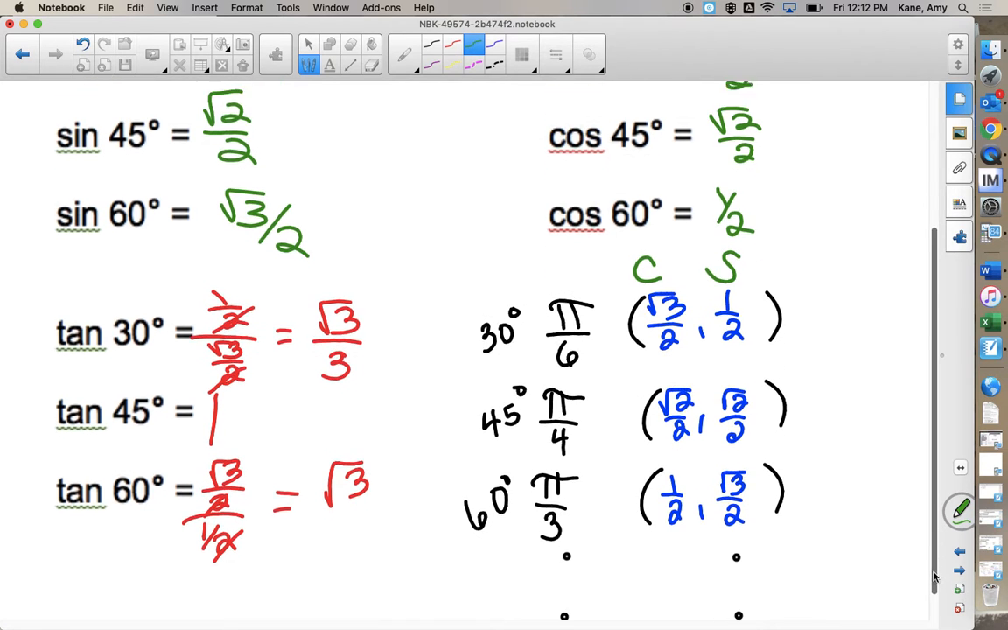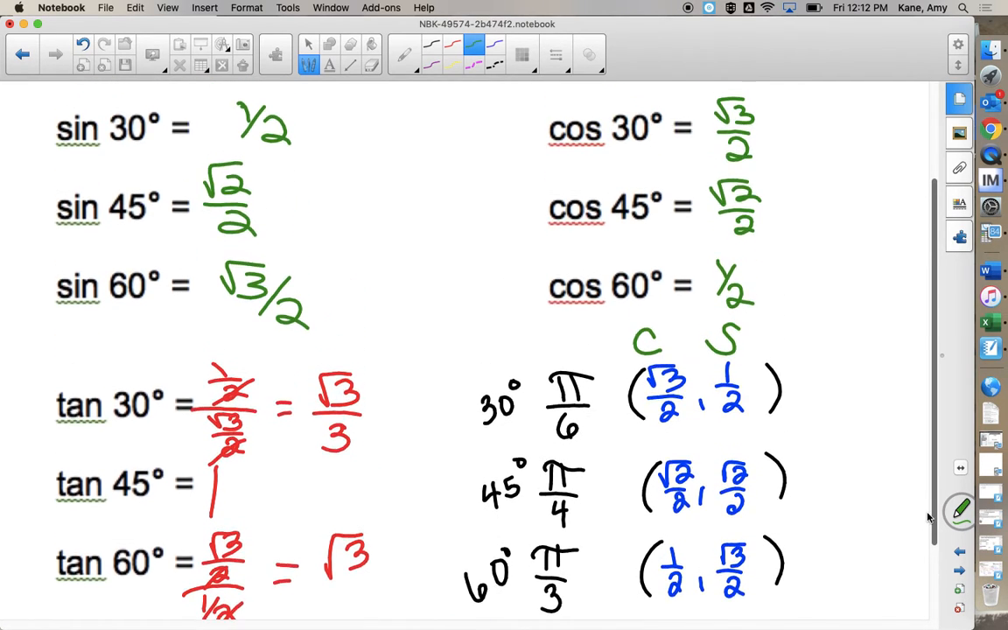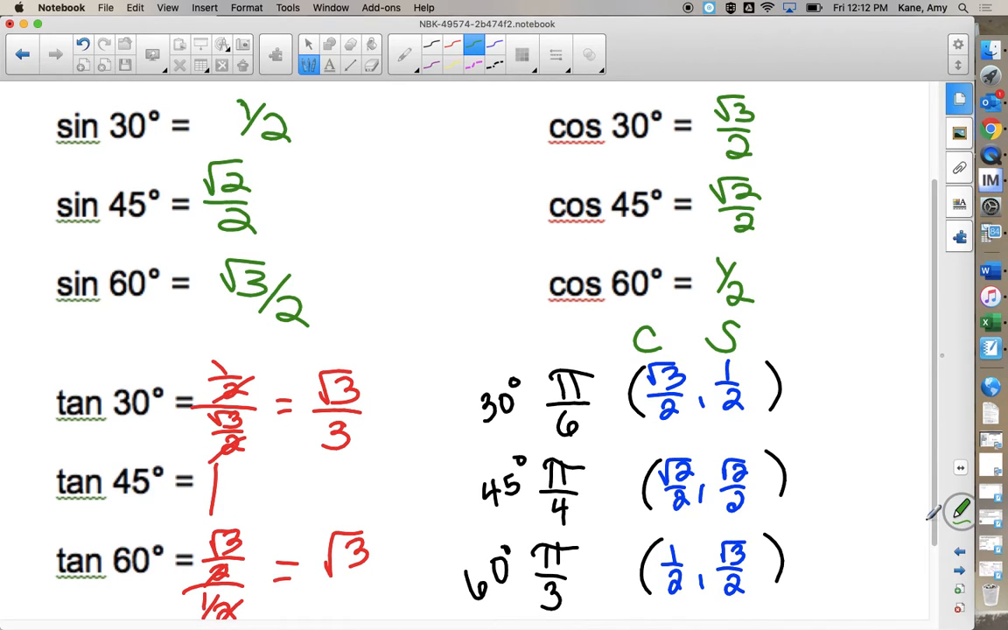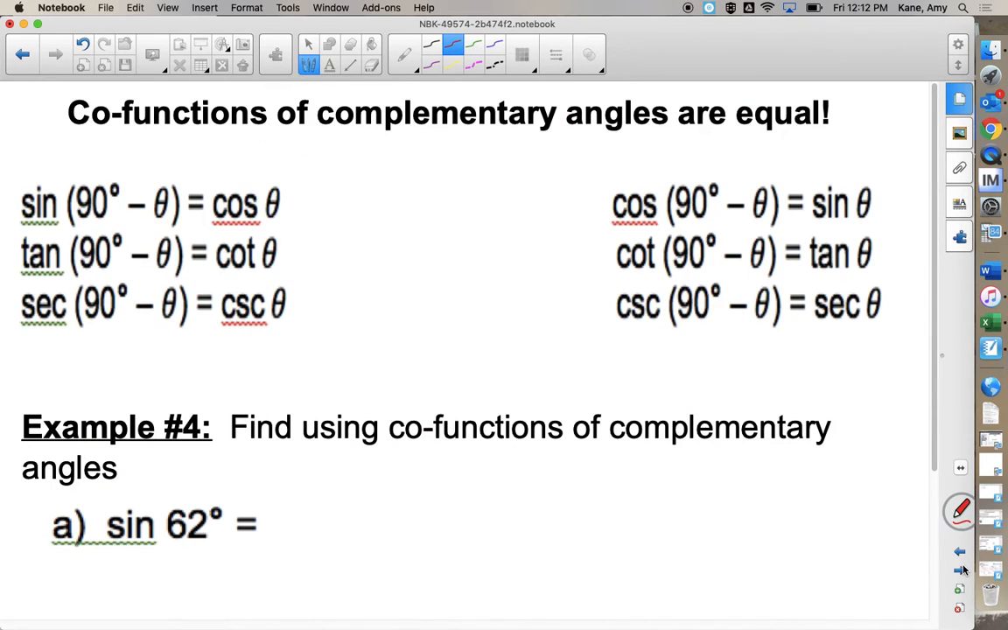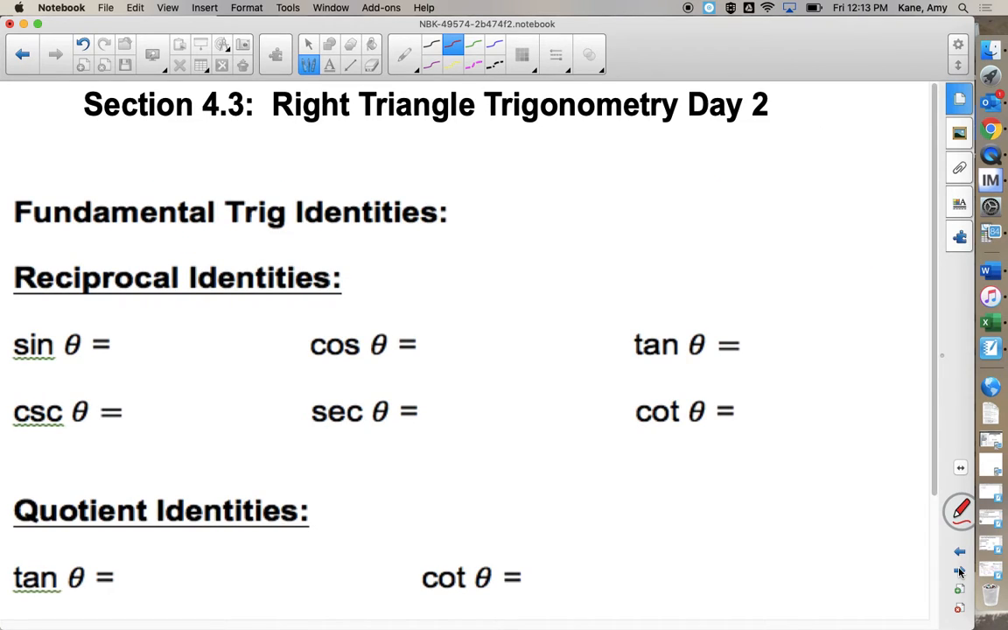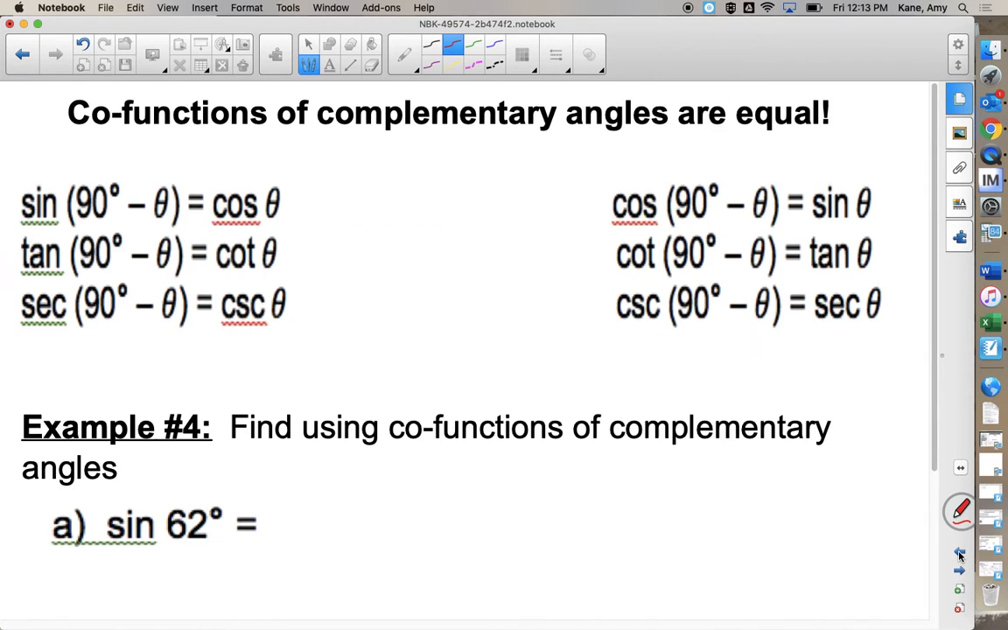So underneath, and we just talked about this on the previous page, I think it says, what do you notice about the sine of 30 and the cosine of 60, and the sine of 60 and the cosine of 30, which we kind of already talked about. So, what do you notice about those two? They're the same.